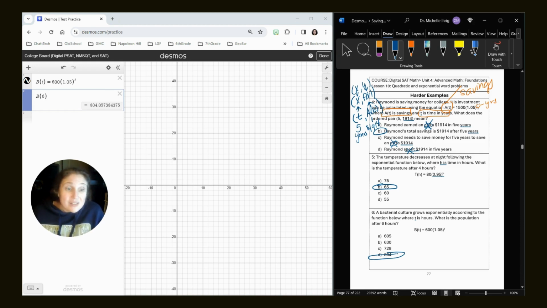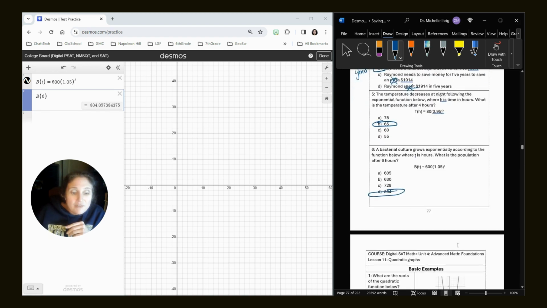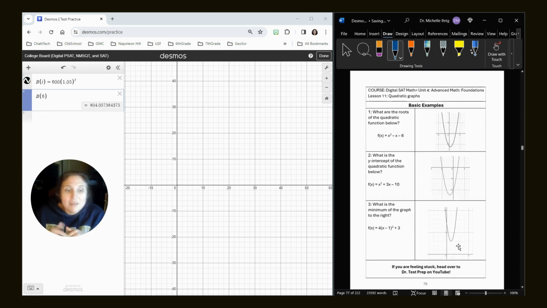All right, so this is the end of Unit 4, Lesson 10. Don't go anywhere yet. Well, you are going to go somewhere. Please go back to Khan Academy, look at Unit 4, Lesson 10, and do the practice questions using the tips and tricks I gave you using the Desmos calculator. When you're done, if you got orange on Lesson 11, please come back where we'll talk about quadratic graphs.